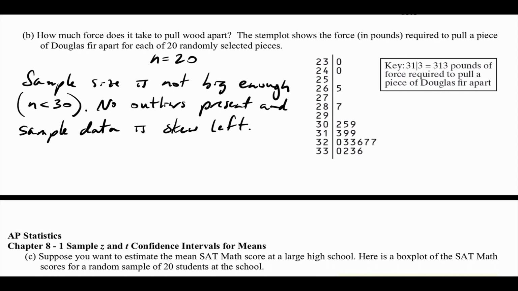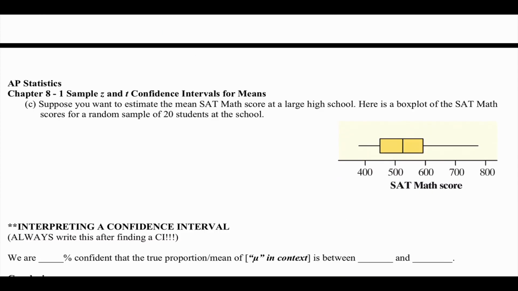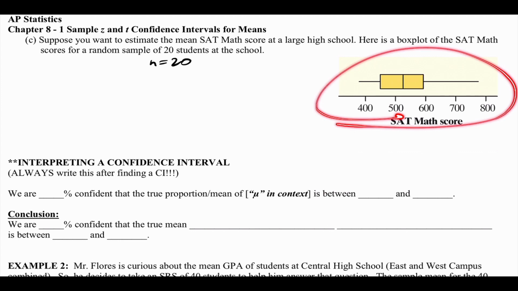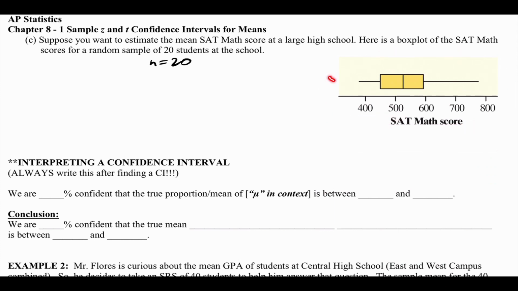Okay, last one, C. Sample size is 20. They don't actually give us the 20 numbers, so we have to use the dot plot or the box plot. Are there any outliers there? No. How do we know? There are no dots or stars at the end, right? That's how we can tell. So none of those, so no outliers.